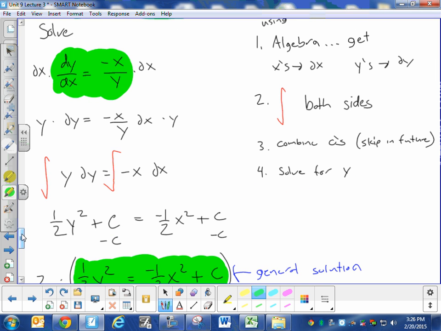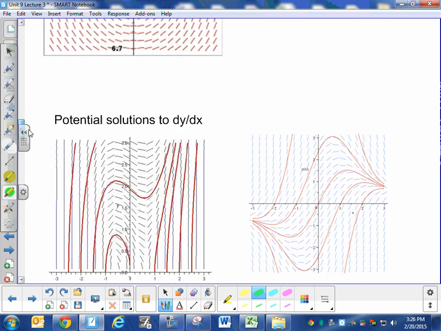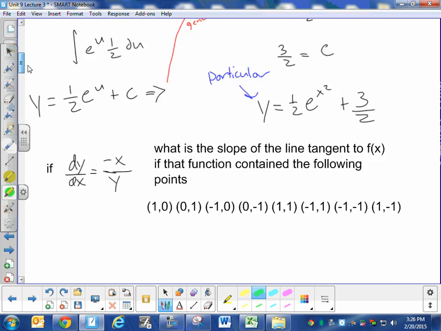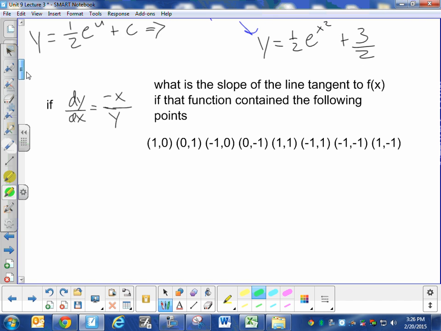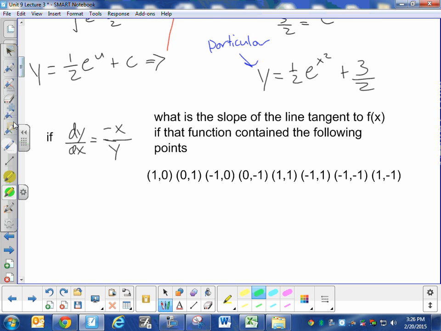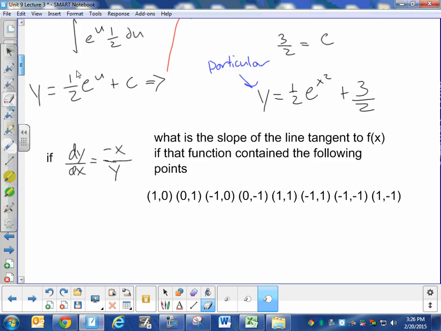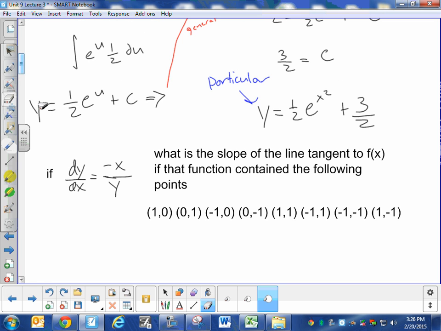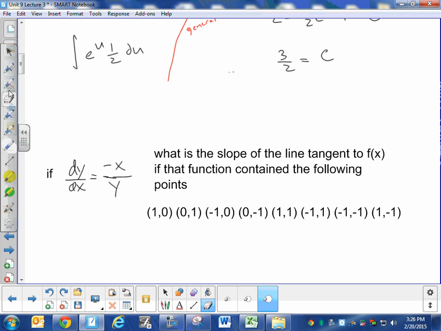Differential equations can show us what we should get. And what I'm leading you to is an introduction to slope fields. Okay, so these are going to be important.